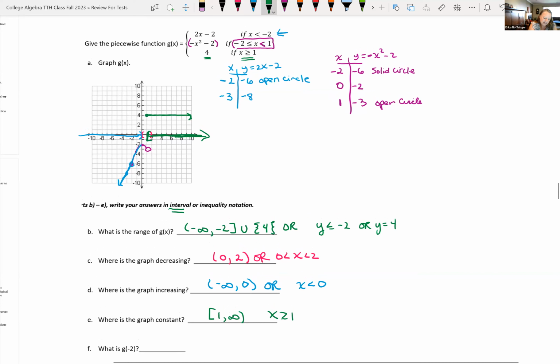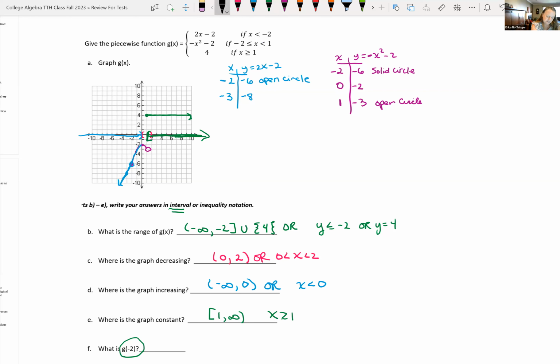What is g of negative 2? So when x is negative 2, we want to look at which equation we're using. So negative 2 is not strictly less than negative 2, so I'm not going to use the first equation. Second equation, negative 2 falls in that interval. Negative 2 is less than or equal to x.